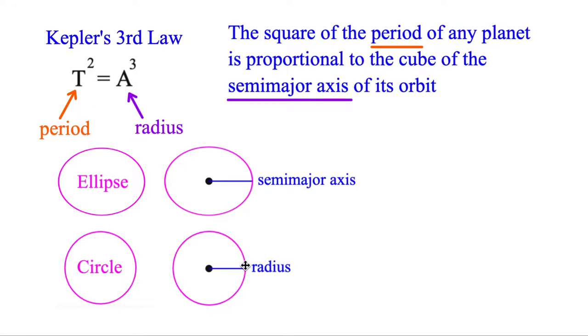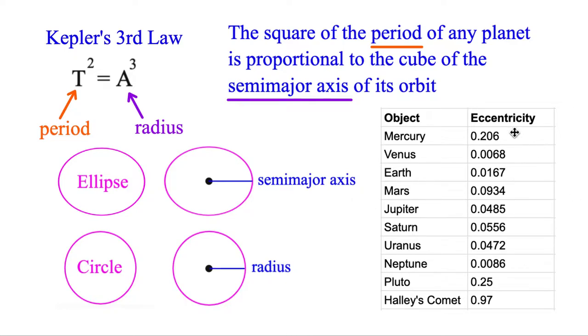Okay, but is it fair to think of orbits for the planets as circles? Because they're all ellipses, right? Well, let's take a look at this table here. If the eccentricity of a planet is close to 0, then it's very circular in its orbit. Which planet is the most circular in its orbit? Venus, right? A close second by Neptune. On the other hand, if the eccentricity is close to 1, like for Halley's Comet, then it's very elliptical.